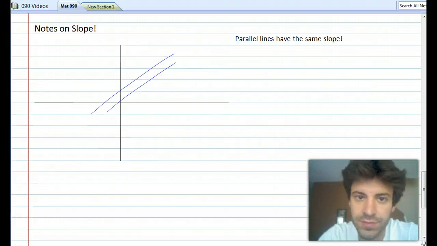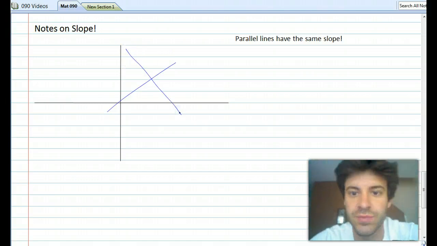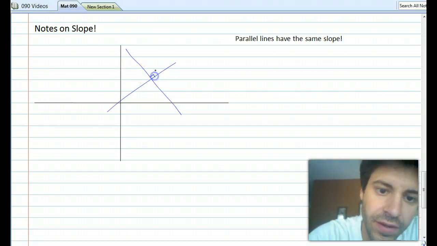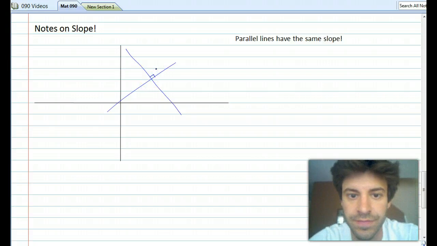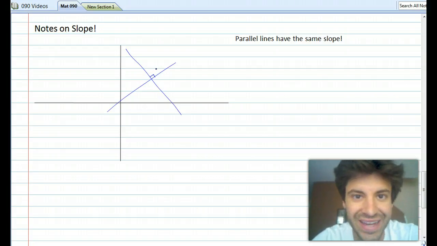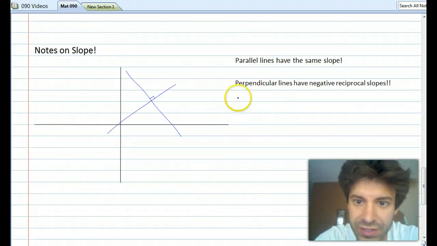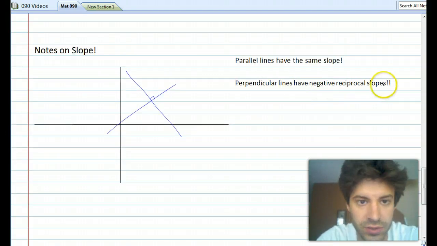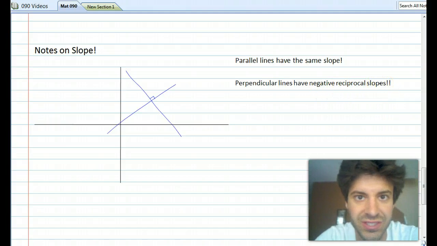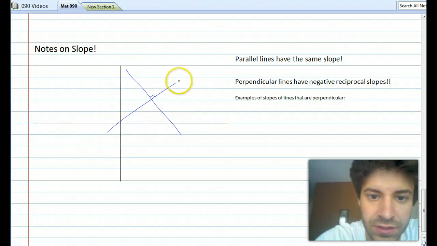I think that one's pretty obvious, but a rule that's less obvious is a rule about perpendicular lines. Perpendicular lines intersect each other at right angles, at 90-degree angles. And the rule about perpendicular lines is those slopes are negatives of each other, and they're also reciprocals of each other. So the official rule is perpendicular lines have negative reciprocal slopes. Now that may be a little bit of a confusing sentence, so to clarify, let's look at some examples of slopes of perpendicular lines. So let's call this slope 1 and let's call this slope 2.